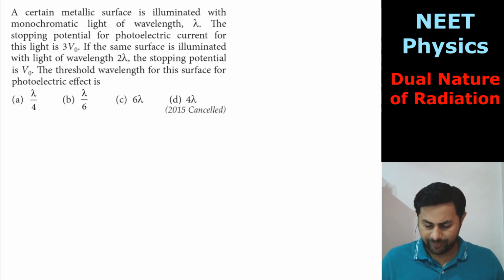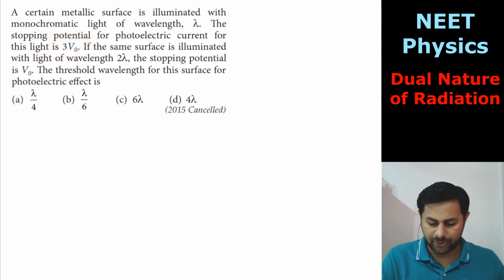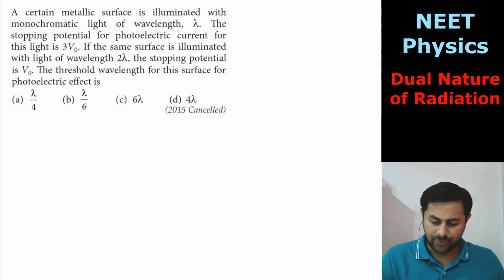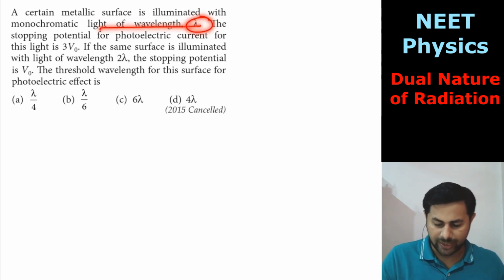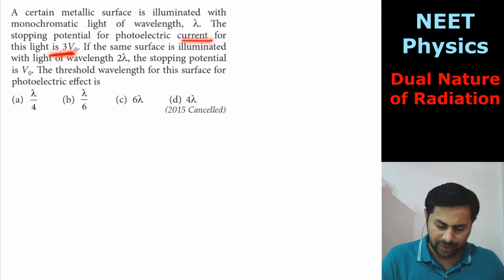Let's see next one. A certain metallic surface is illuminated with monochromatic light of wavelength lambda. The stopping potential for the photoelectric current for this light is 3V0. If the same surface is illuminated with wavelength 2 lambda, the stopping potential is V0. The threshold wavelength for this surface for photoelectric effect is. Okay, so first it is illuminated with the monochromatic light of wavelength lambda. Stopping potential is given to be 3V0.